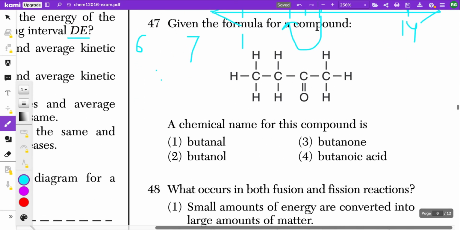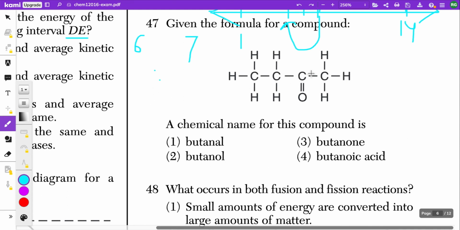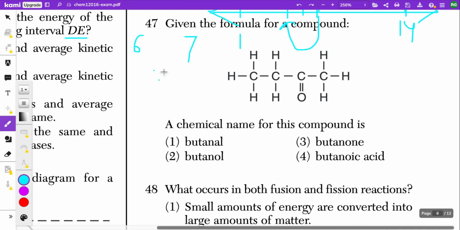47. So given the formula for a compound, a chemical name for this compound. So first thing you got to do is identify this functional group. So this functional group looks something like this. What's weird about this molecule is that you have this carbon double bonded to oxygen, and then you have like 2 more carbon chains. All right, you have a carbon double bonded to oxygen, and you just have like 2 more carbon chains surrounding it. Let's call those carbon chains R, right? It can be any length.